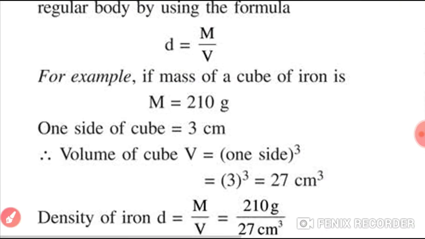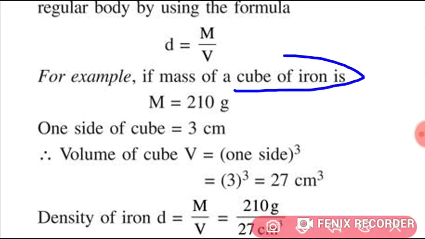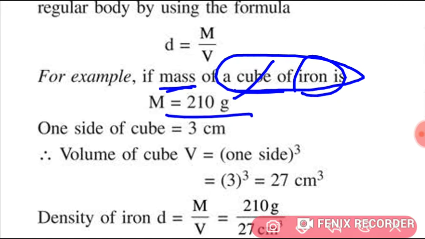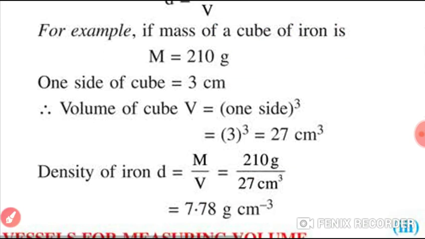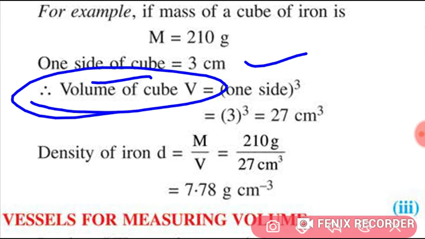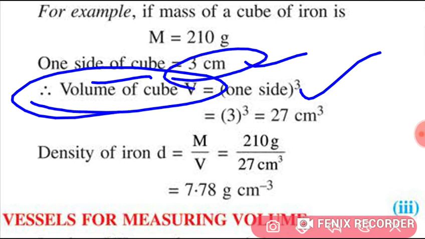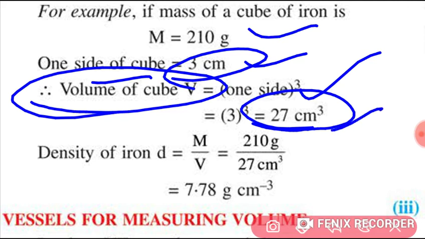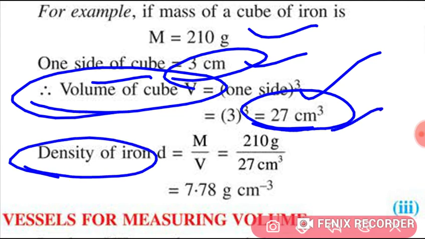For example, students, if the mass of an iron cube is 210 gram and the side of the cube is 3 centimeter, what do you have to do? First of all, you have to find out the volume of the cube by the formula side cubed. Here the side is given as 3 centimeter. So 3 cubed is equal to what? 27 centimeter cubed. Now you know the mass, you know the volume. So you can easily find the density of iron.